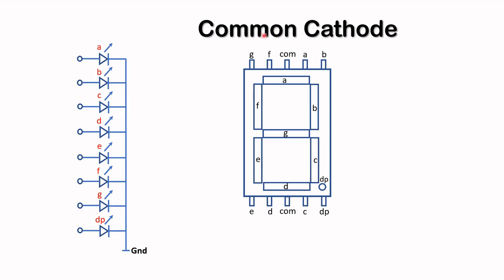Now, here's the common cathode display here. The reason for the term common cathode, as you've noticed, is that all the cathodes of the segments or LEDs are connected together, hence common cathode. Now, to light up or activate each segment, all we need to do is to supply a logic 1 to the anode of each of the segments or LEDs.